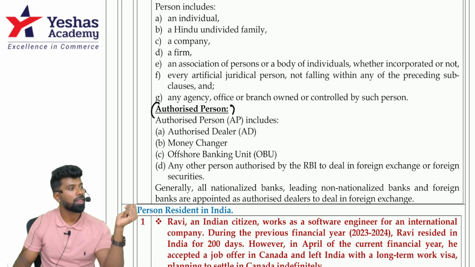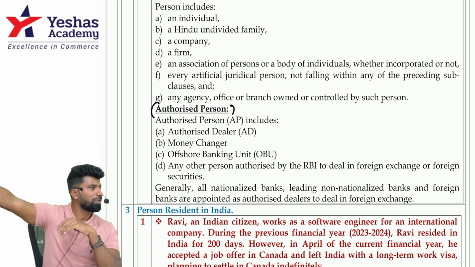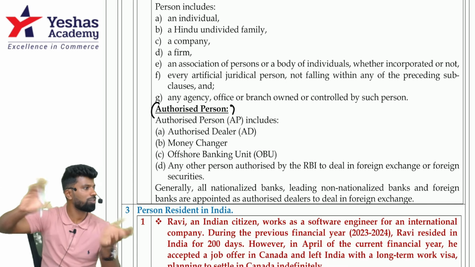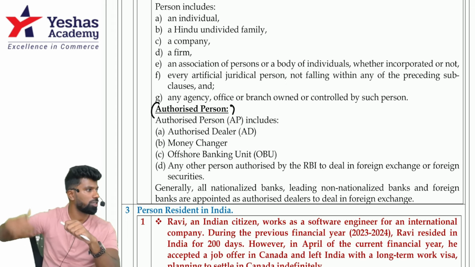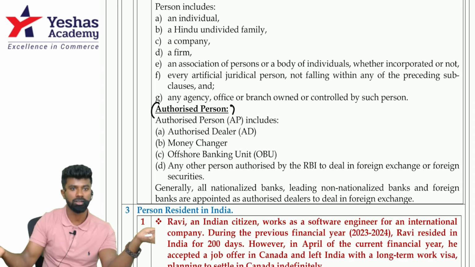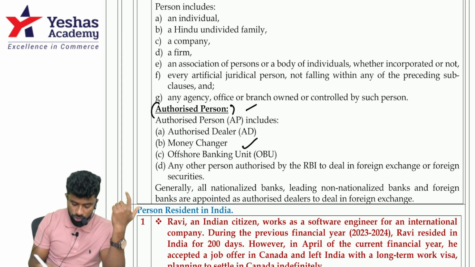Have you seen money changers? In Orion Mall, there is a money changer, right? You exchange your foreign exchange. If you want to convert your foreign currency into Indian currency, you can exchange with that. So he's also called an authorized person. Next one, offshore banking unit.